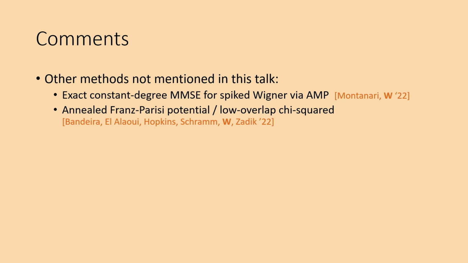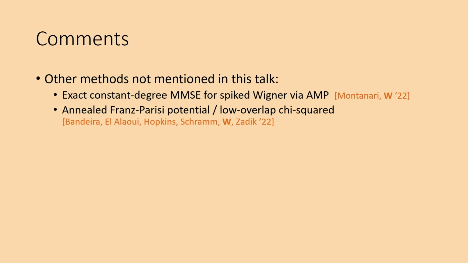Okay, so just to wrap up, I tried to give you some kind of general blueprint for how we can prove these types of low degree lower bounds, particularly when you're not just testing against an IID or a product measure. Those are not the only tools. A couple that I didn't mention: with Andrea Montanari, we have a very sharp result for getting the exact mean squared error in the spiked Wigner model, although only for constant degree polynomials, and this involves a connection with approximate message passing algorithms.